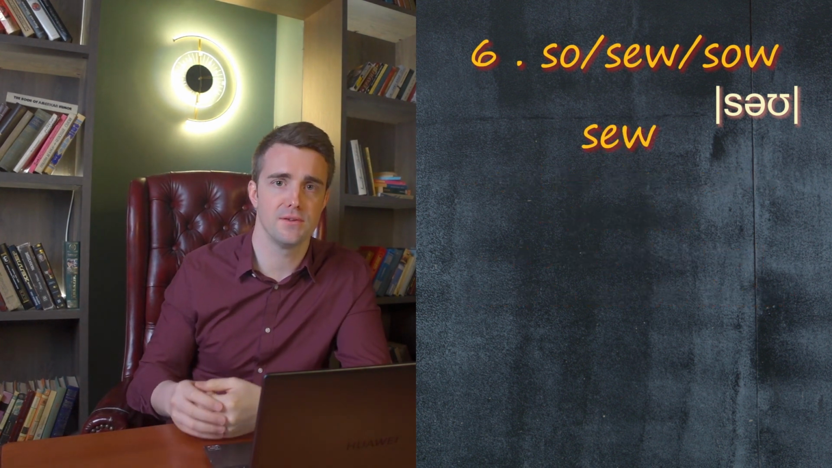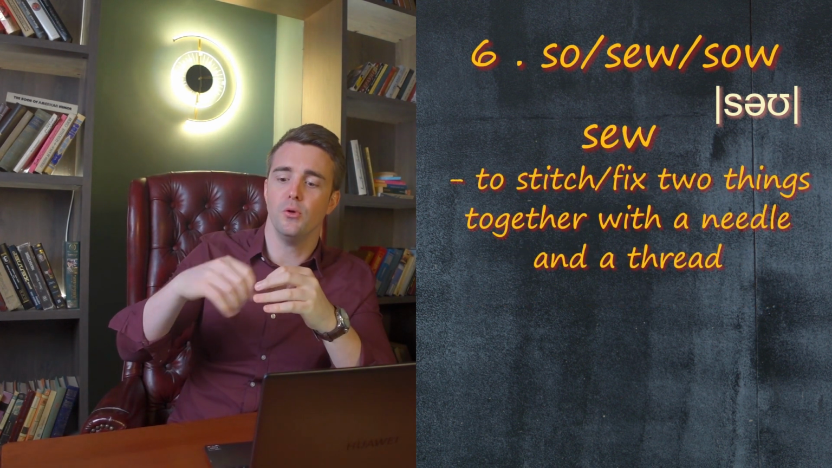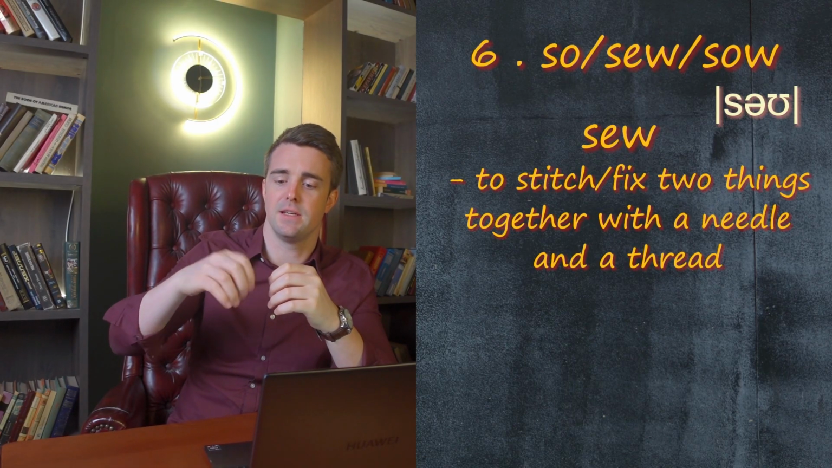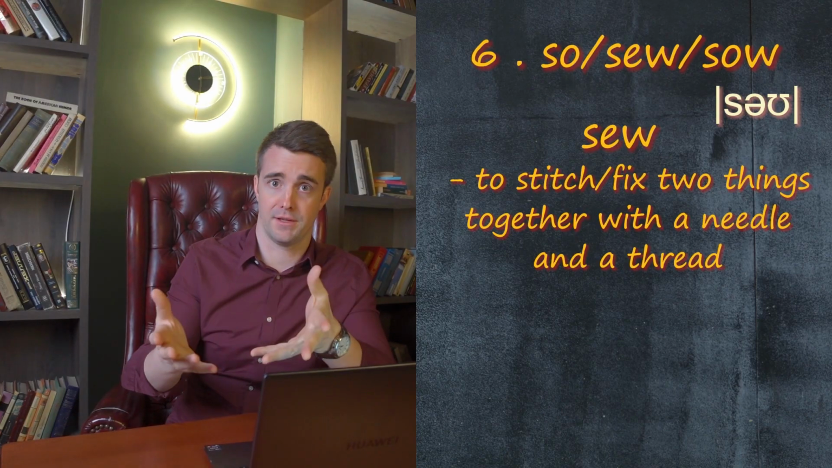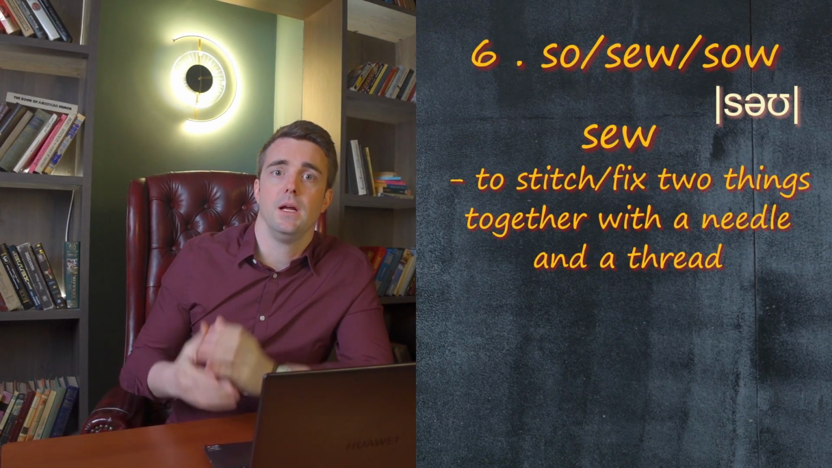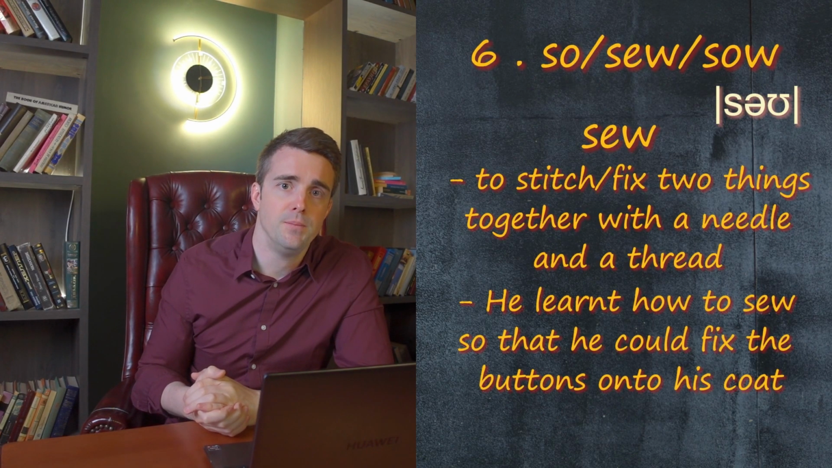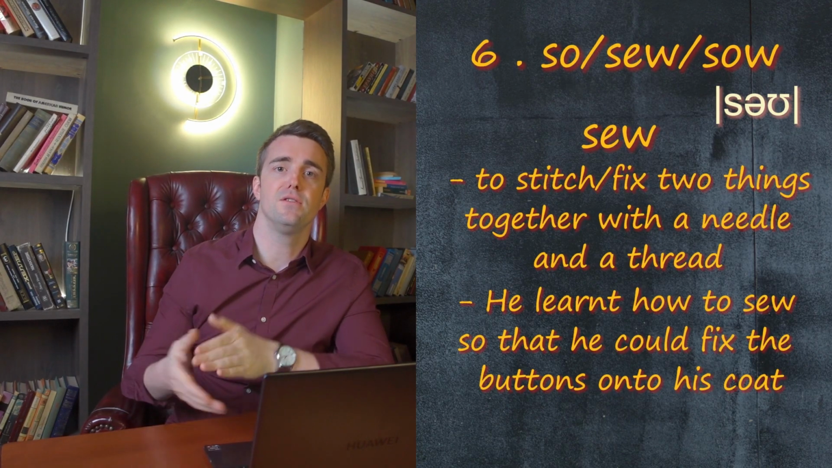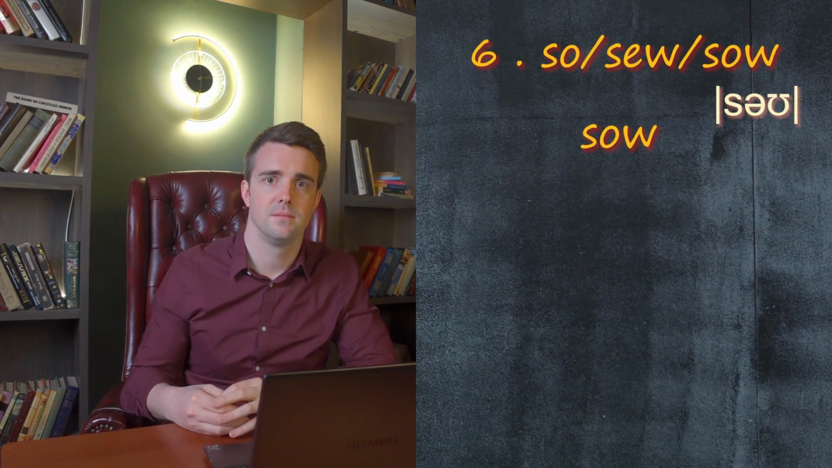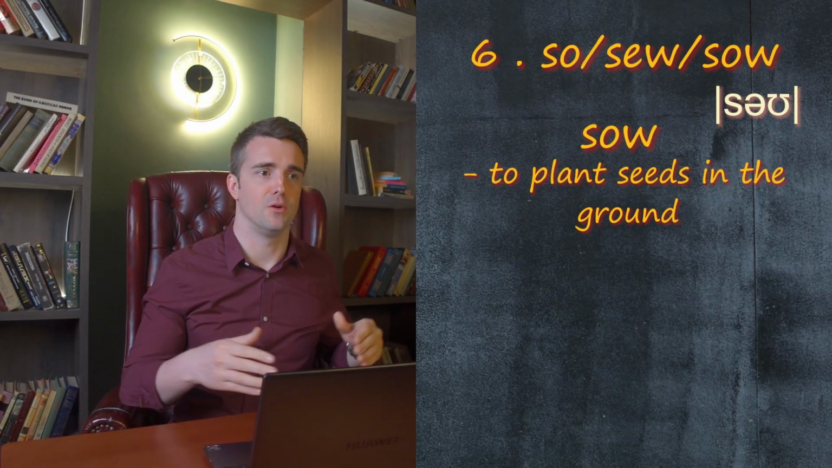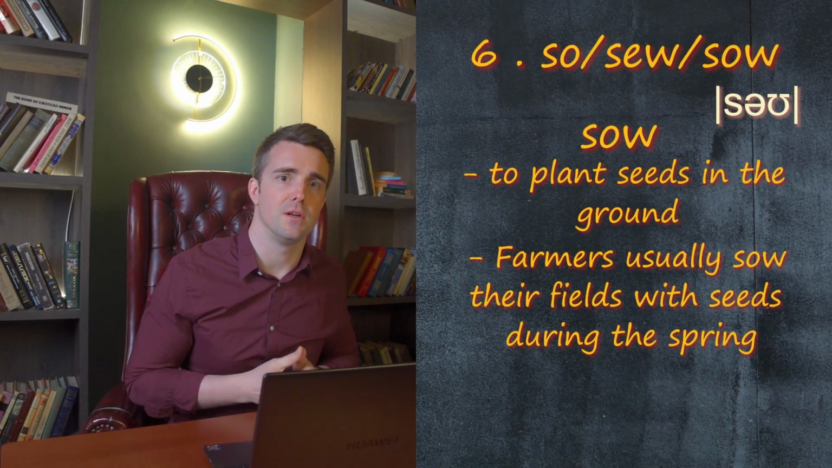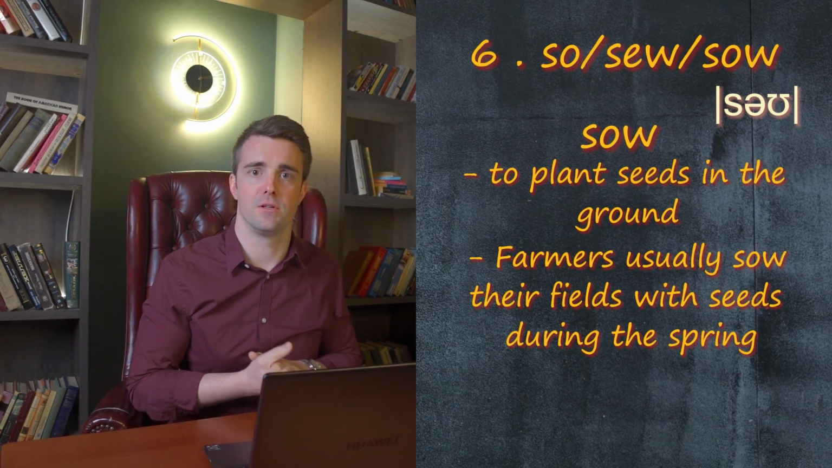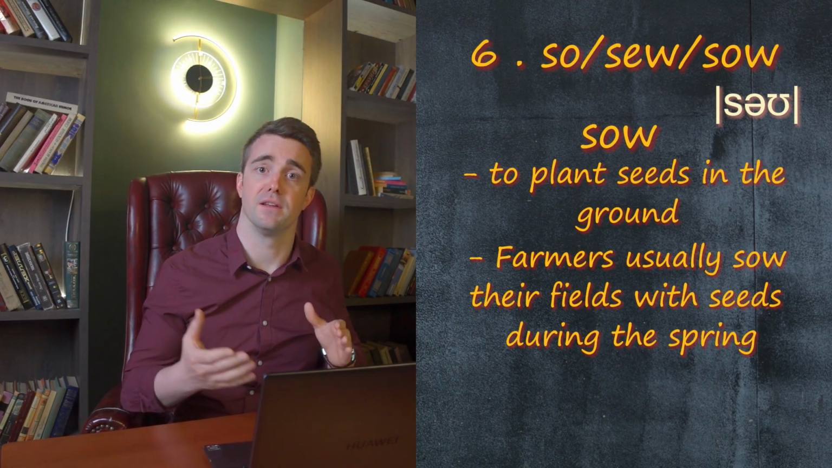And sew means to stitch two things together with a needle and a thread. So, for example, he learnt how to sew so that he could fix the buttons onto his coat. And then there's sow, which means to plant seeds in the ground. For example, farmers usually sow their fields with seeds during the spring.